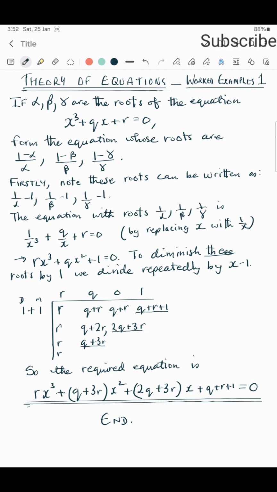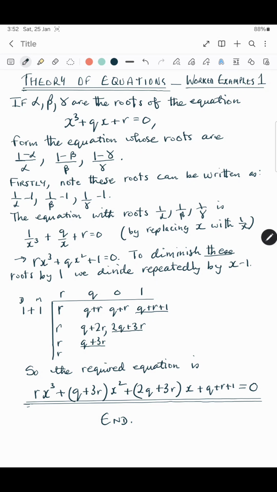I now want to embark on a series of worked examples in the theory of equations. Examples like this have been done already by myself, but just for the sake of annotation, we'll call this particular example worked example number 1.